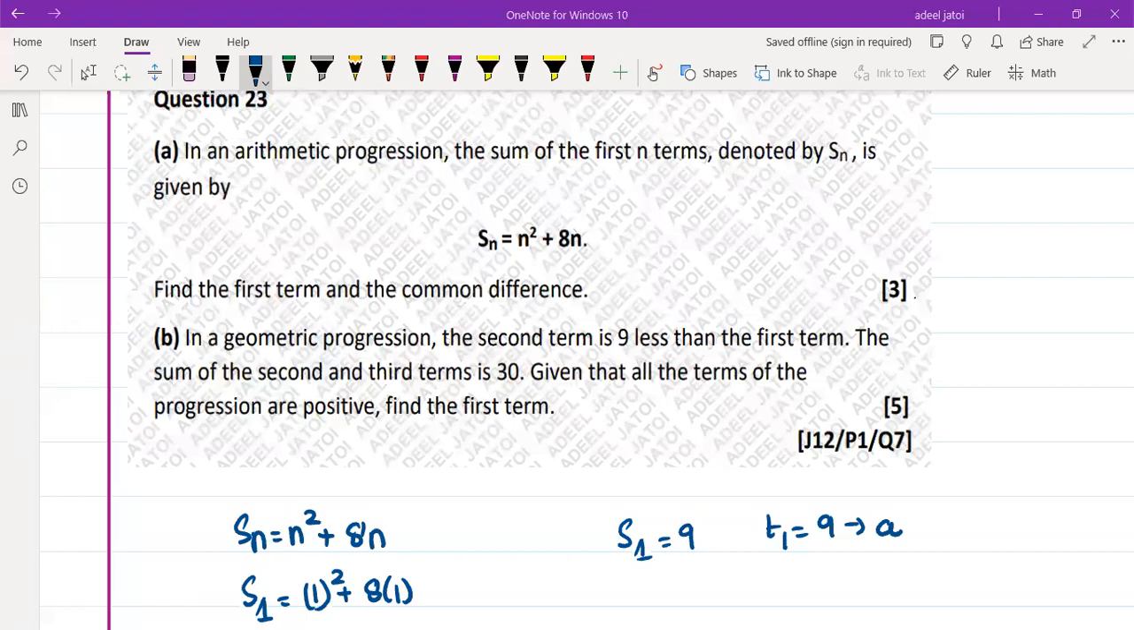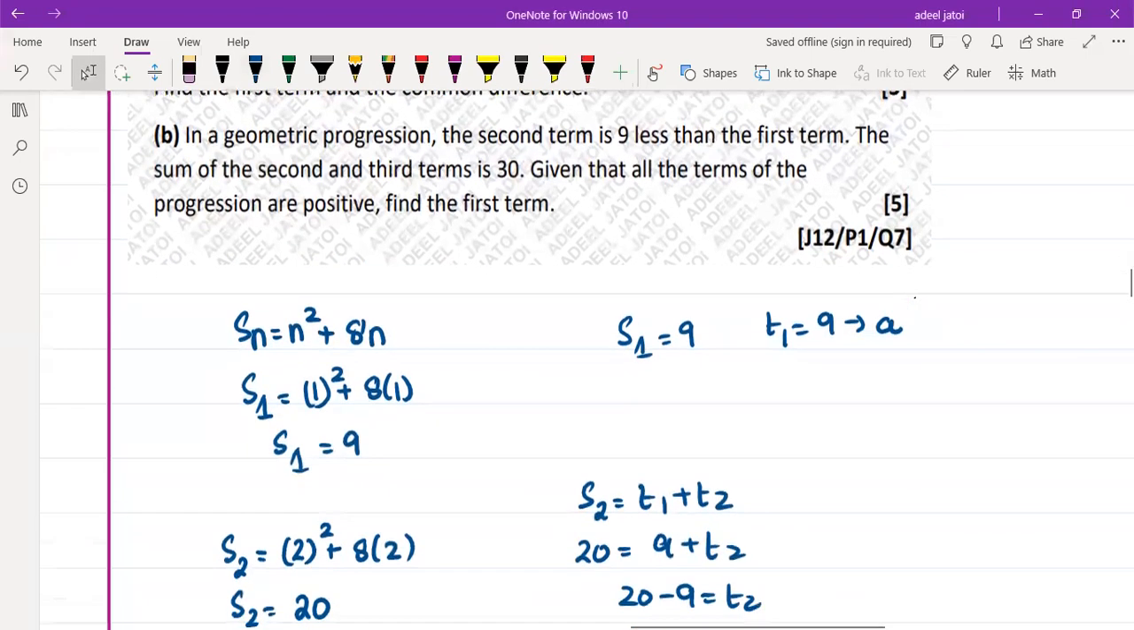In geometrical progression, now this is your second part of June 2012, paper 1, question number 7. In geometrical progression, the second term is 9 less than the first term. So that means the value for the second term will be less than the value of the first term. So R should be less than 1. The sum of the second and the third term is 30. Given that all the terms of the progression are positive, find the first term.